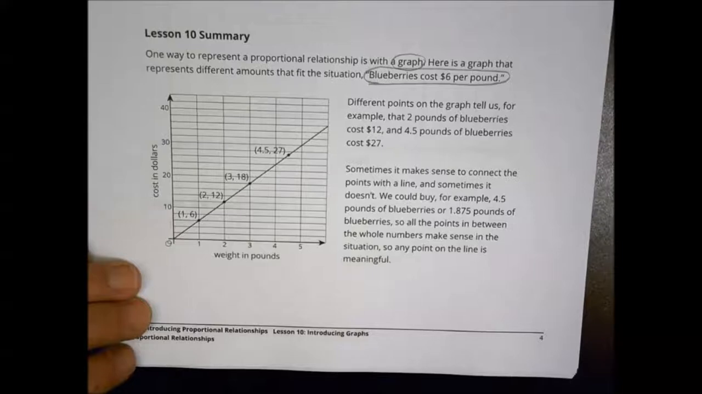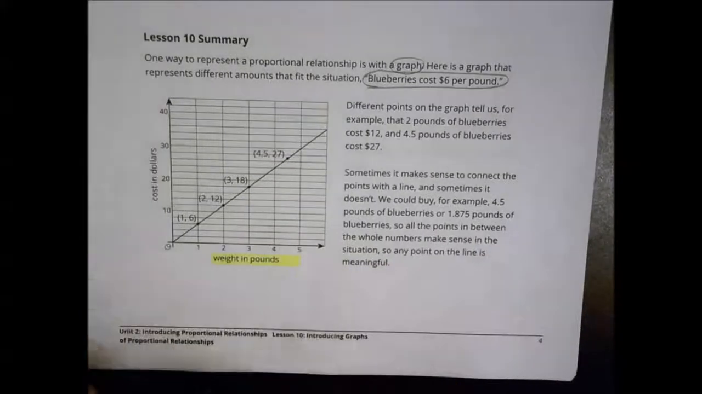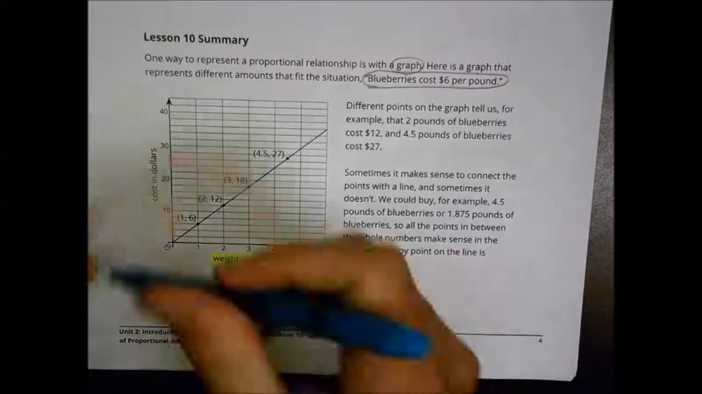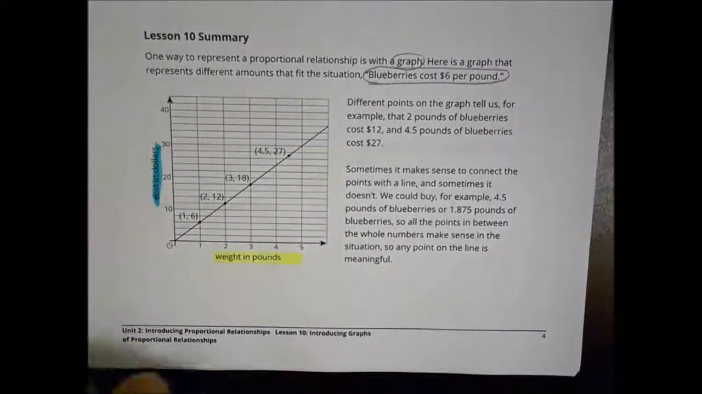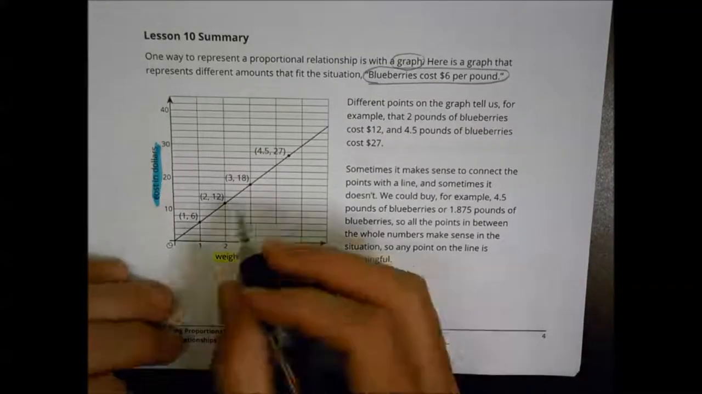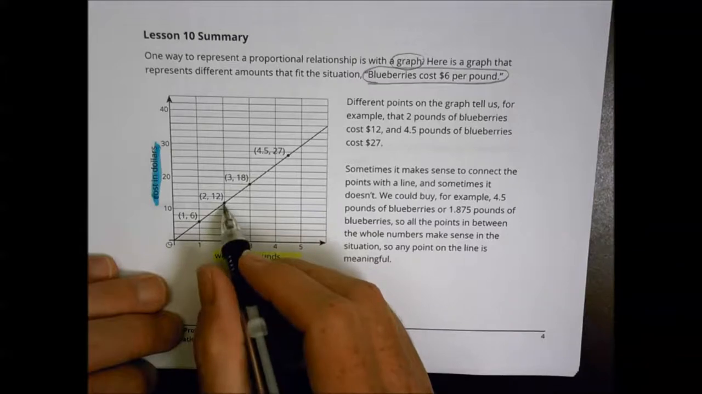So I have two different elements here. I have my weight in pounds here, okay, and I also have my cost in dollars here. So I have two elements that I'm comparing, the weight and the cost. So 1 pound of blueberries costs $6, 2 pounds cost $12.